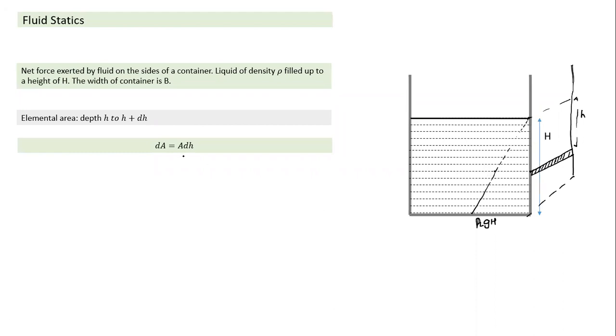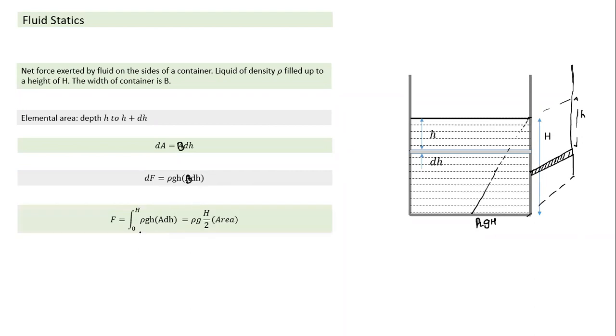So dA will be equal to B into dh, the area of this elemental area. So dF will be equal to rho g h into B into dh. Here the width is B, so that is the force acting on a small element. The force will be gauge pressure rho g h into area, where the width is B and the height is dh, that is the force which will act. What is the total force?